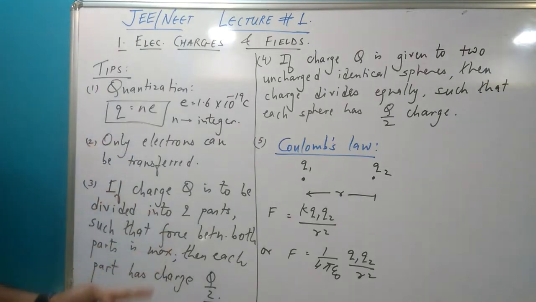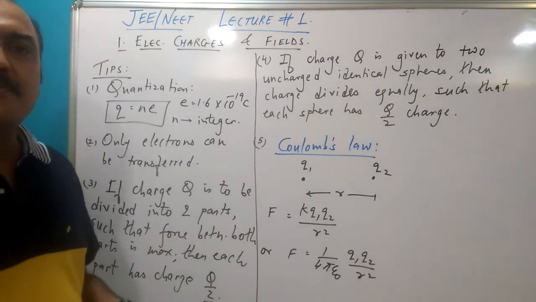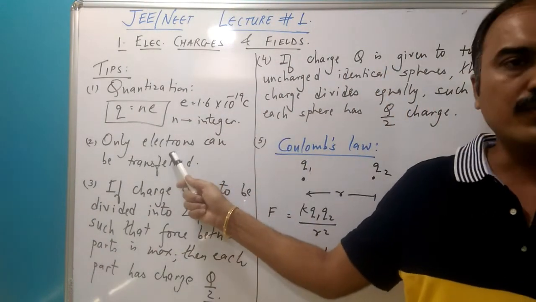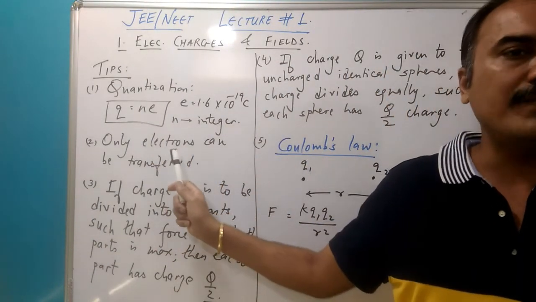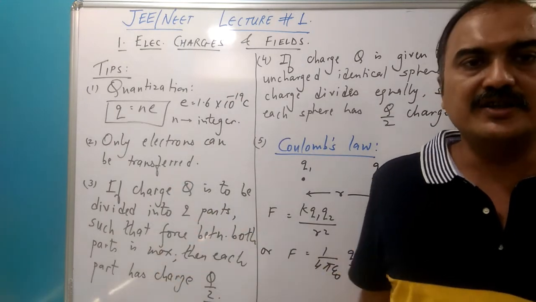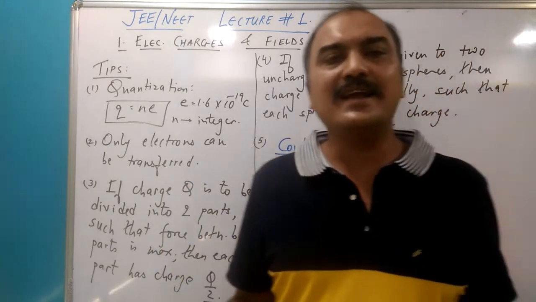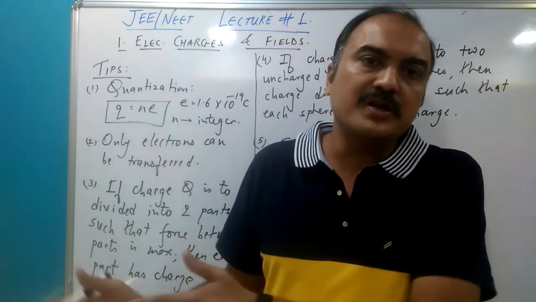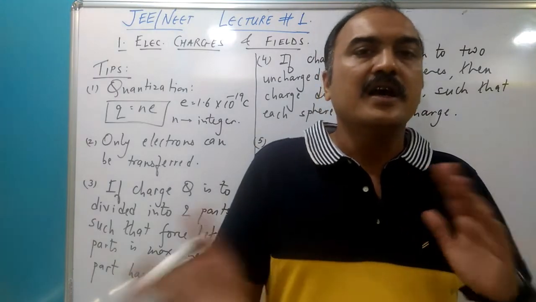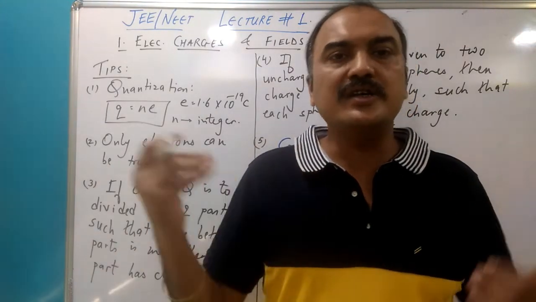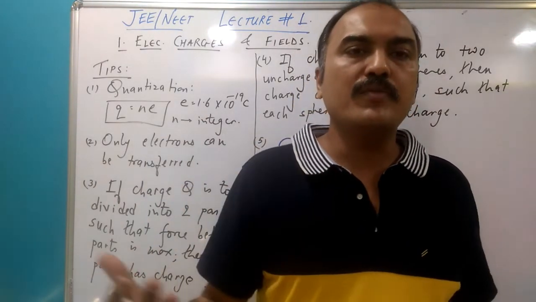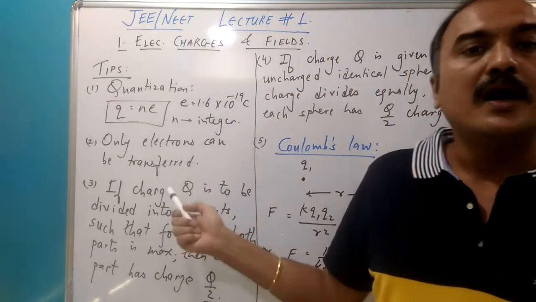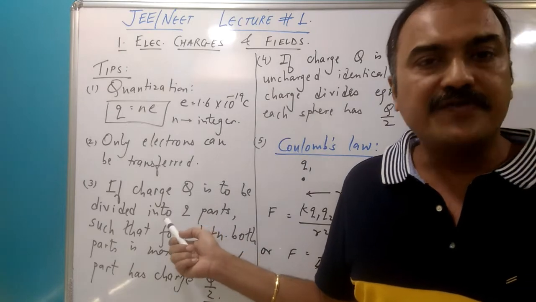Second, when charge flows from one body to another, only electrons will move from one body to another. Only electrons can be transferred, which results in charging. Usually a body is electrically neutral. That means it has got an equal number of positive charges and negative charges. If by any chance any of the charges were to differ, then the body would become electrified, the body would become charged.